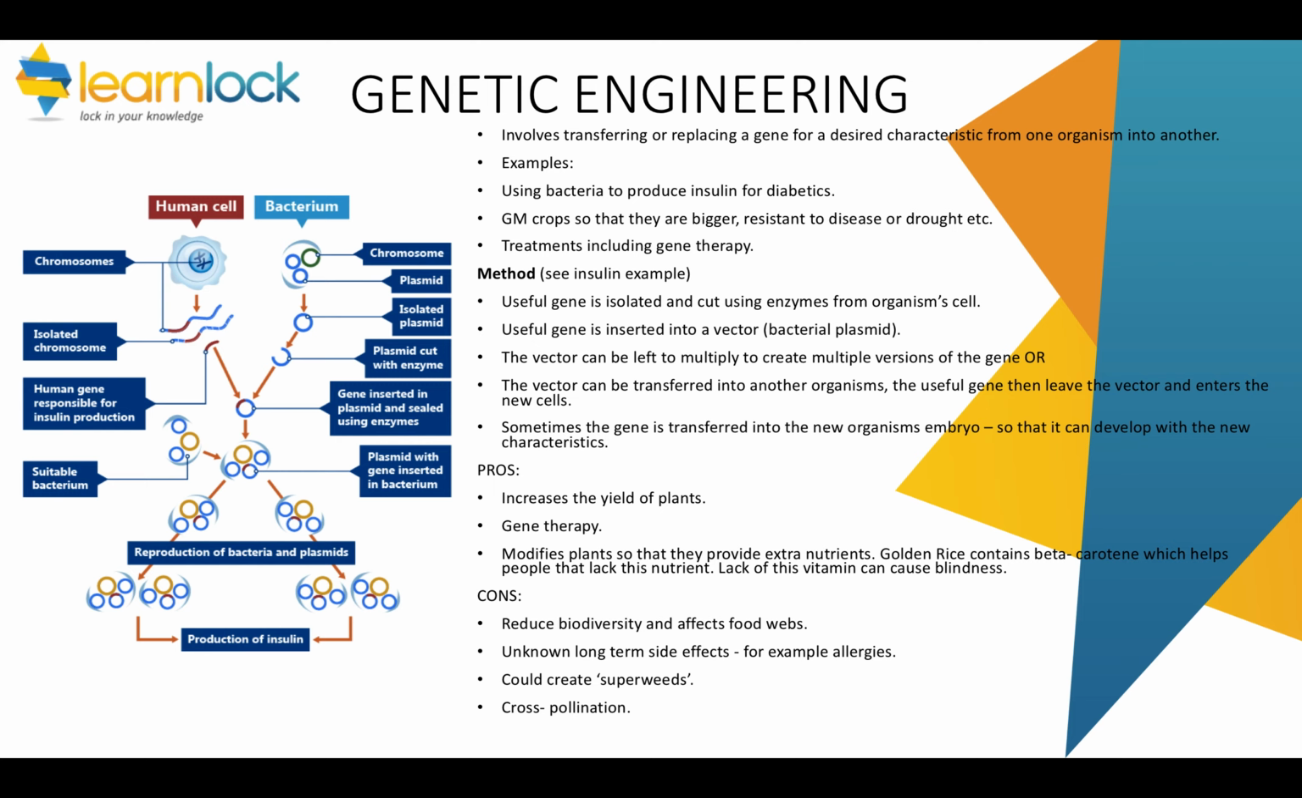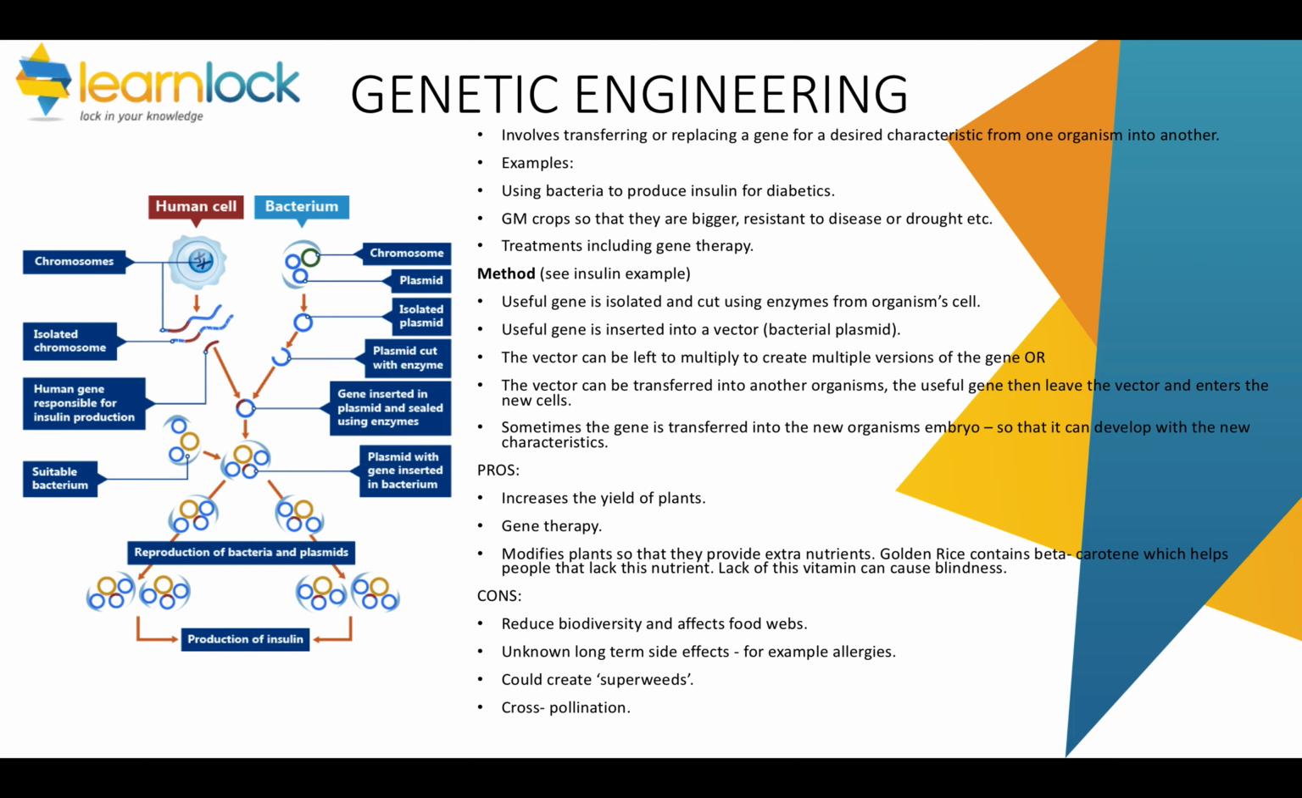Now, the good thing about genetic engineering is, of course, it increases the yield where there's food shortages, to make sure there's lots of food available. Gene therapy we mentioned before, so treating cystic fibrosis, for example. But you can also modify plants to make them even better. So you could put extra nutrients in them, like antibiotics, or another example is golden rice, and that has been genetically modified to contain beta carotene, and that helps people that don't have enough of this nutrient. And if they don't have enough of it, it can cause blindness. So this rice is like a special rice with extra nutrients in it.